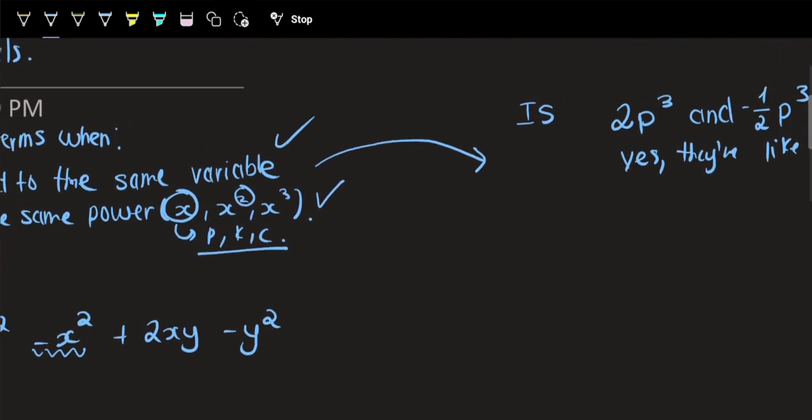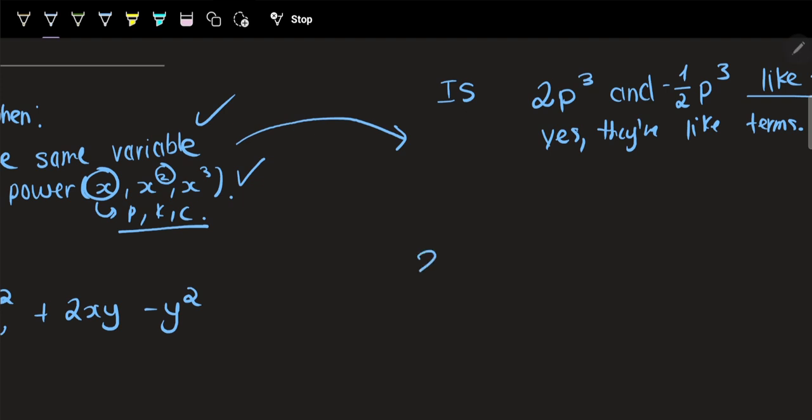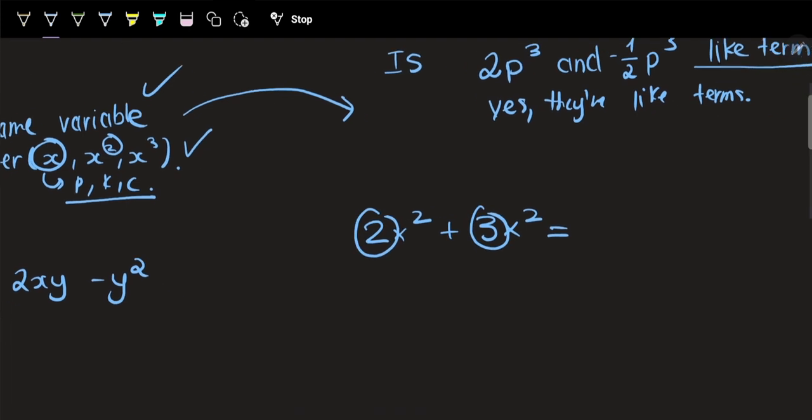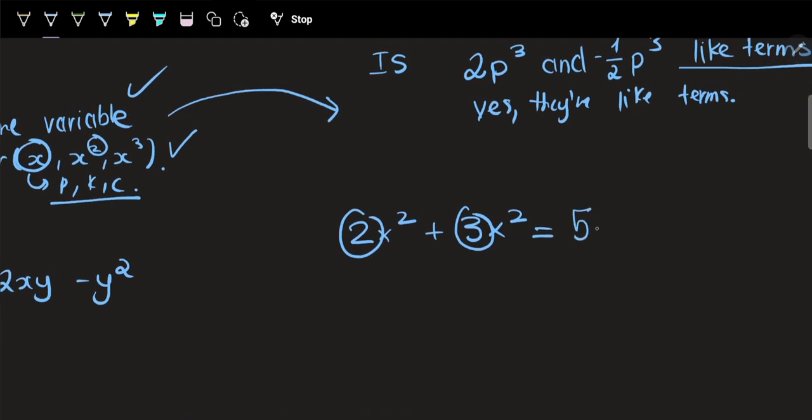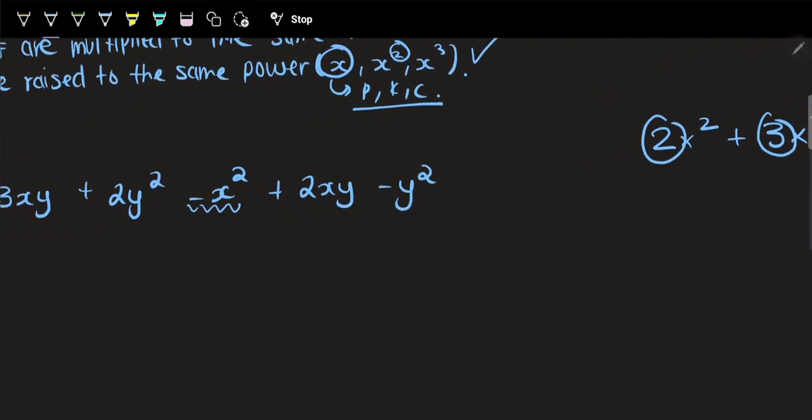So let's say we have 2x squared plus 3x squared. They're like terms, right? So we treat them as numbers, like 2 and 3. And 2 plus 3 is 5. So our final product after collecting the like terms is 5x squared.